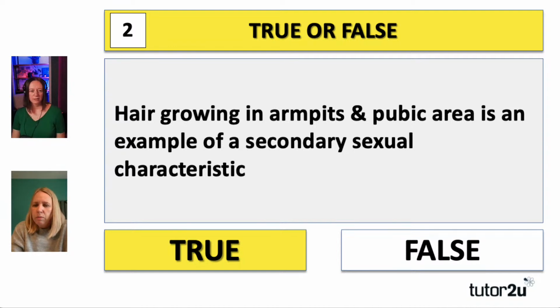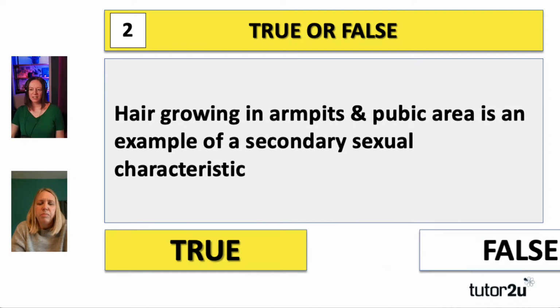So we have Lucinda coming in at true and Vanessa coming in at false. So we've got a bit of a debate going on here. Molly's coming in as true. What would you think, Liz? I'm going to say this is true.